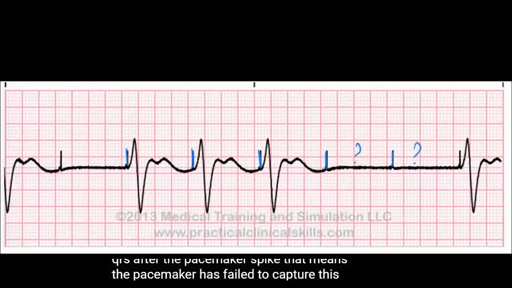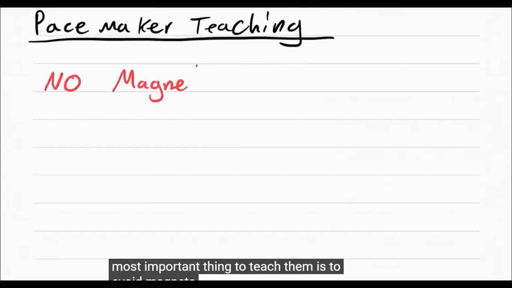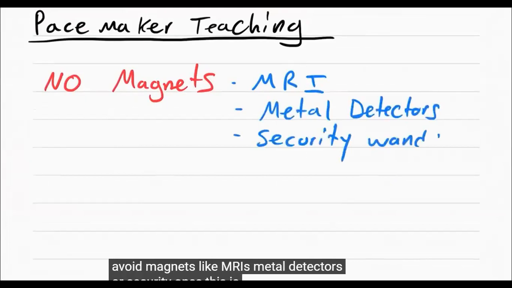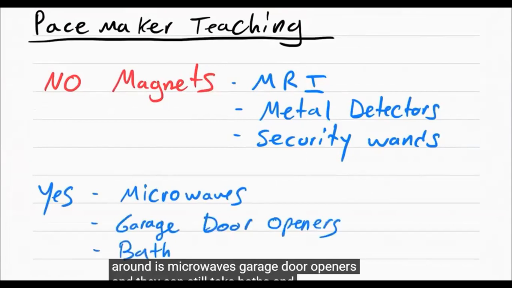Now, when you discharge a patient that has a pacemaker, you have to teach them a few things. The most important thing you teach them is to avoid magnets like MRIs, metal detectors, or security wands. This is because it can interfere with the electrical signal it sends the heart. What is okay to be around is microwaves, garage door openers, and they can still take baths and swim because it's surgically placed under the skin.